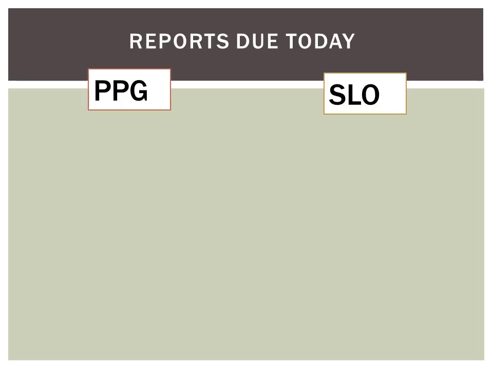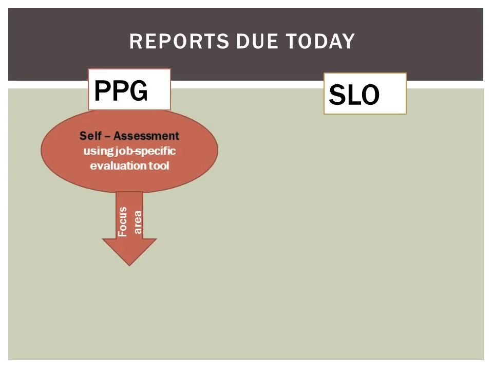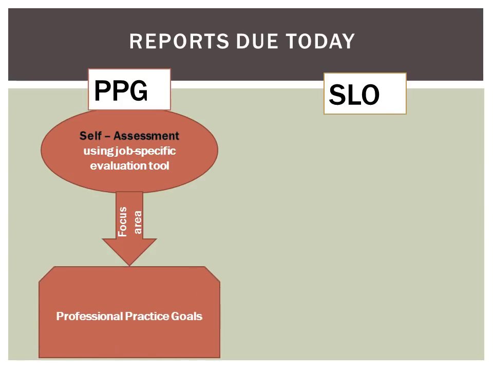Let's review the two beginning of year reports due today, your PPG and your SLO. In order to complete your PPG, you need to first complete a self-assessment using your job-specific tool. This tool is different for teachers, librarians, school psychs. Your self-assessment needs to be completed but does not need to be submitted. After reviewing your tool, you should have selected a focus that you would like to improve upon in your professional practice. Remember that your PPG is usually a personal or individual goal.